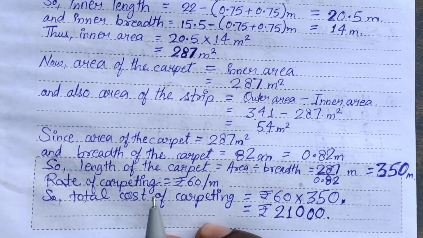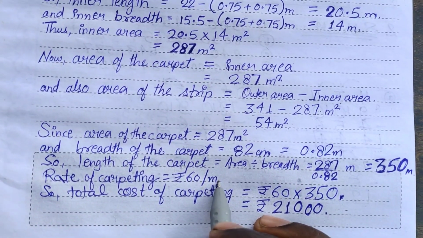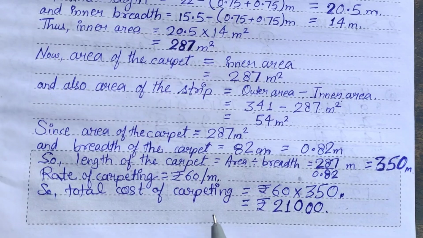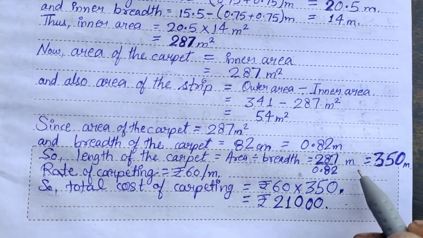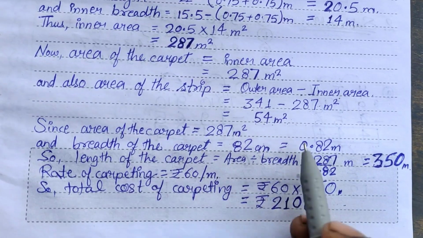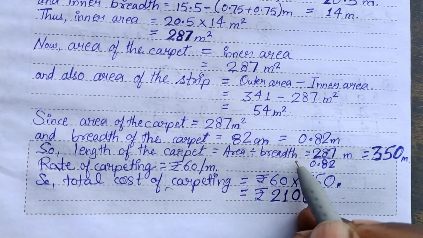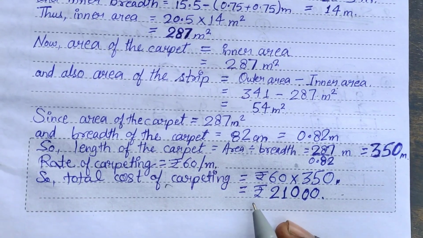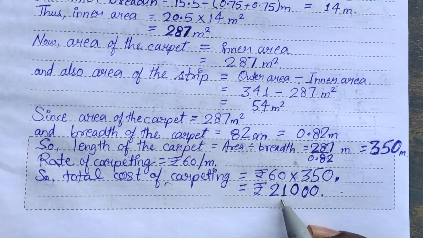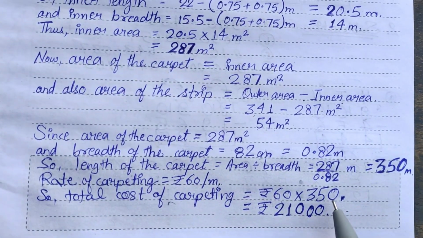Now rate of carpeting is given, 60 rupees per meter. So to find the total cost of carpeting, we have to multiply rate with the length of the carpet, because the length of the carpet is the total carpet. So we have to multiply the rate with the length of the carpet to find the total cost of the carpeting. We have 60 multiplied by 350. We have 21,000 rupees as the cost of carpeting.